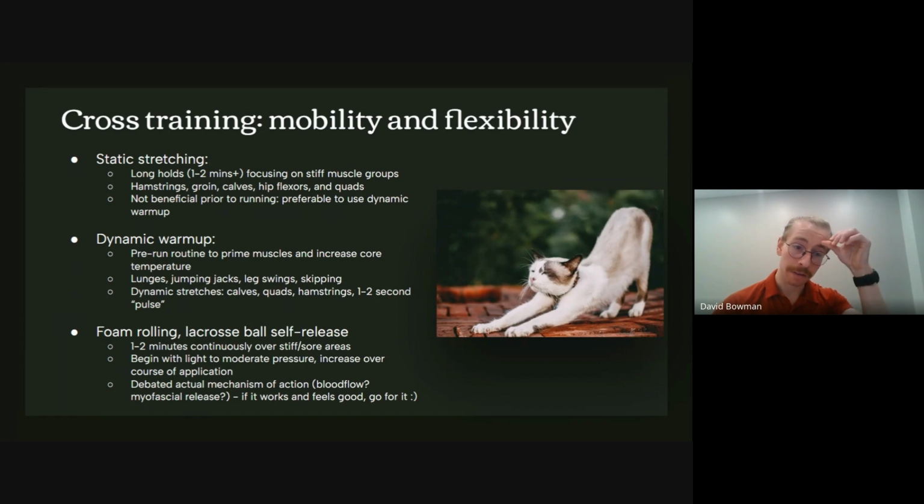And lastly, our third domain is foam rolling or lacrosse ball self-release. So kind of these myofascial self-release techniques. And similar to our static stretch, I would say applying the foam roller or the lacrosse ball for 1 to 2 minutes continuously over our stiff or sore area is a good start. I would say to begin with a light to moderate amount of pressure and then kind of increase that over the course of our application. I'll say, and kind of put my science hat on here again, that it's still debated what's actually happening when we do these techniques, whether this is blood flow, neurological input, myofascial release. I would say, honestly, if it works and it feels good for you, go for it and add it into your mobility and flexibility routine.